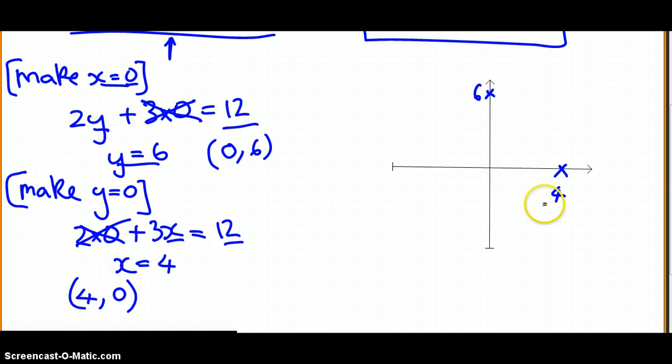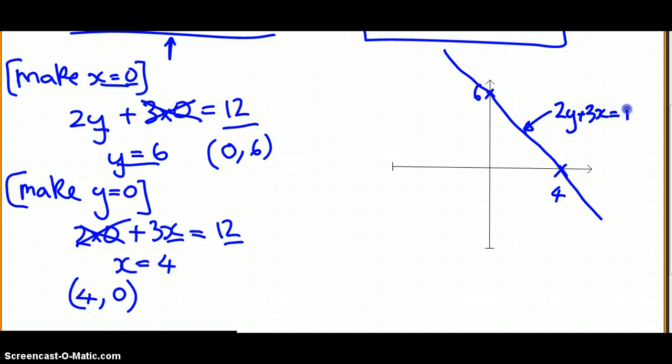Now 2 plots is all we need for showing where a straight line goes. So I put my ruler on this and join the dots, extend it past the intersections, and there I have it. That is the straight line 2y plus 3x equals 12.